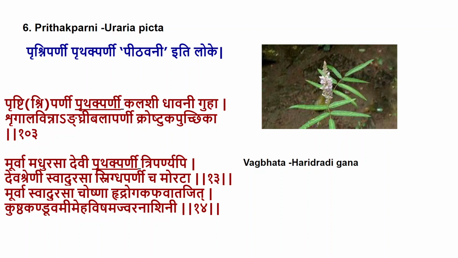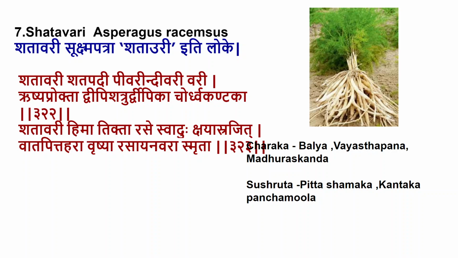Now, the guna of Prishtiparni is Swadurasa, Snigdha, Parni, Chamurata. It's a Swadurasa and Snigdha as such. And it's a Hridroga, Kafavata Jita, Kusta Kandu, Vami, Meha, Vishamajwara Nashini. It's used in Vishamajwara, Kusta Kandu, etc. In Bhagavata, it's added in Haridradigana. Then the next is the Shatavari.